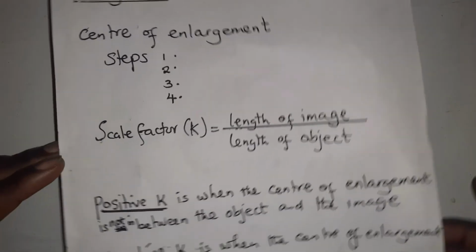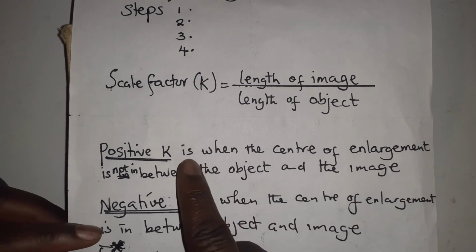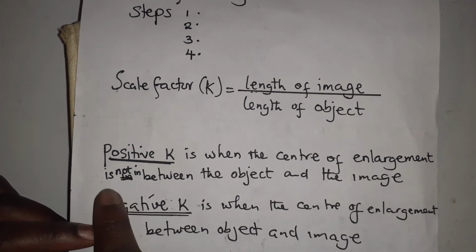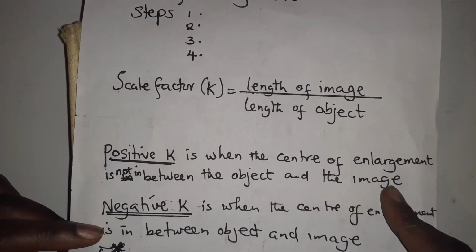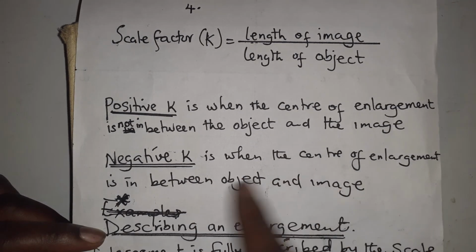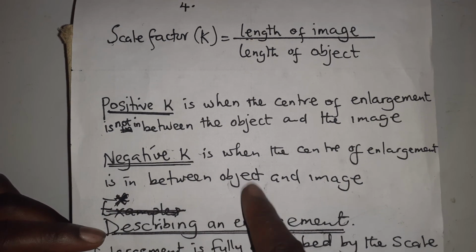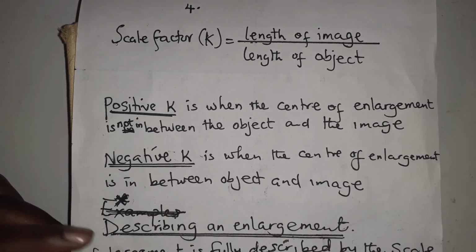Okay, so we are saying the positive scale factor, which is K, is when the center of enlargement is not in between the object and the image. Take note of that. Negative scale factor is when the center of enlargement is in between the object and the image.